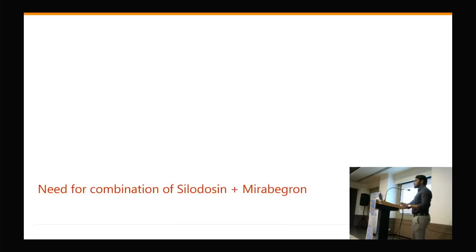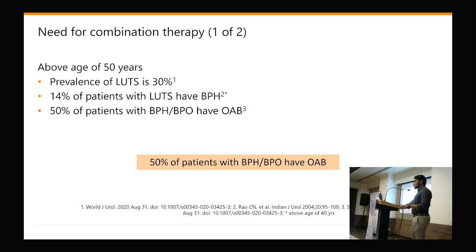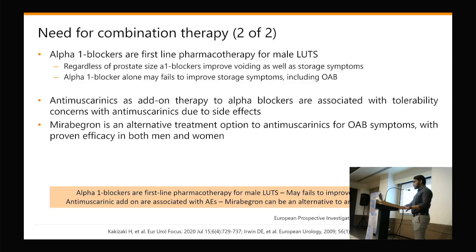The need for combination of silodosin and mirabegron. What are the indications? It is above the age of 50 years. Prevalence of LUTS is 30%. 14% of patients with LUTS have BPH, and 50% of patients with BPH will be having overactive bladder. So alpha blocker being the first line therapy can be added with antimuscarinic for treatment of overactive bladder.